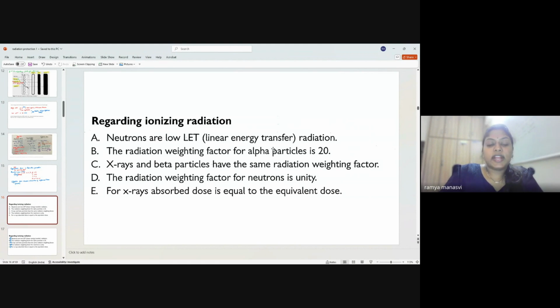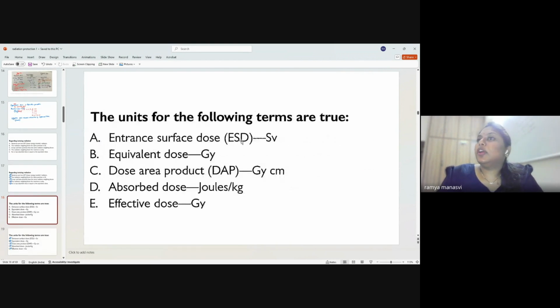So it is false. For X-rays, absorbed dose is equivalent to equivalent dose. Yes, because the radiation weighting factor is 1. So it is the same. Okay. The units of the following terms. Entrance surface dose is sievert. No, it is gray. Equivalent dose is sievert. Dose area product is gray per centimeter cube. It is false. Absorbed dose is gray.